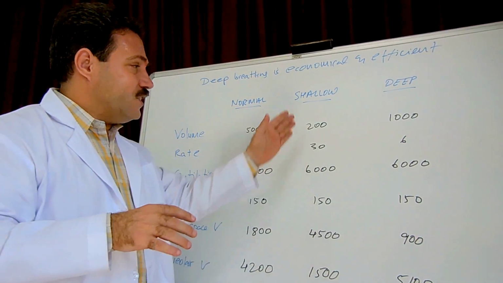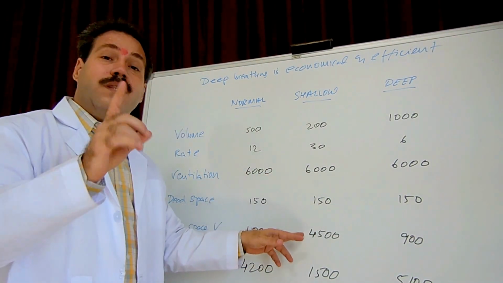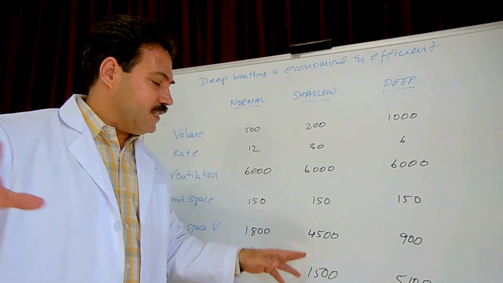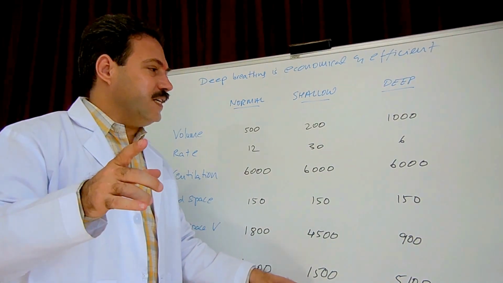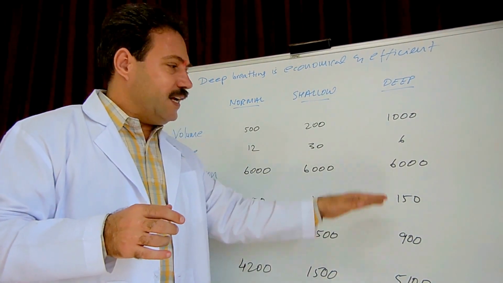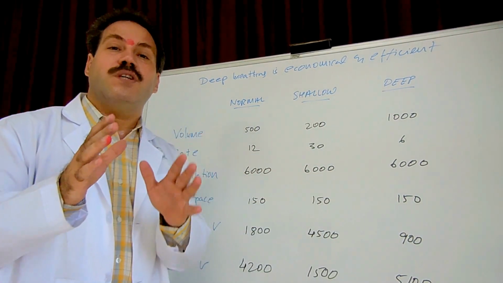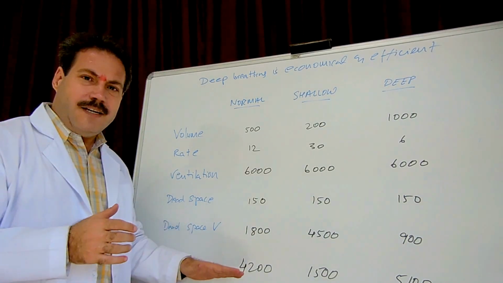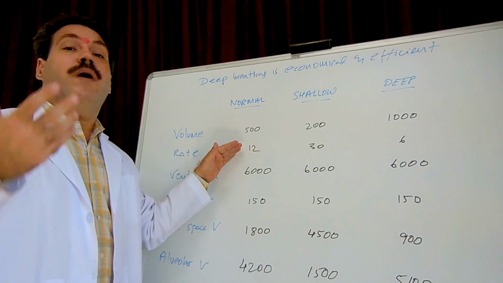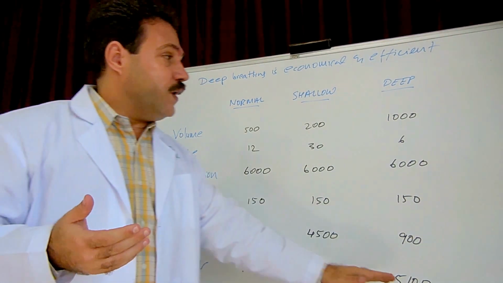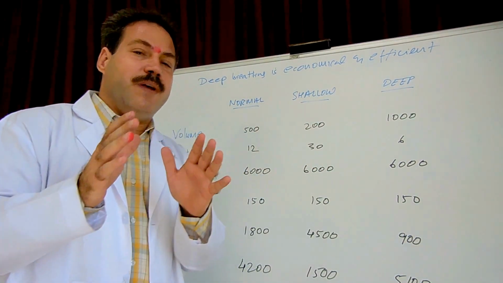Whereas here in shallow breathing, with all this effort, out of 6000, 4500 has gone for the dead space. You are in reality only getting 1500. But when you do deep breathing, out of 6000, you only lose 900 and hence you get 5100. So if you look at it, with normal breathing you are getting 4200, but you are breathing 12 times a minute. Whereas with deep breathing, 5100 with just 6 breaths per minute.